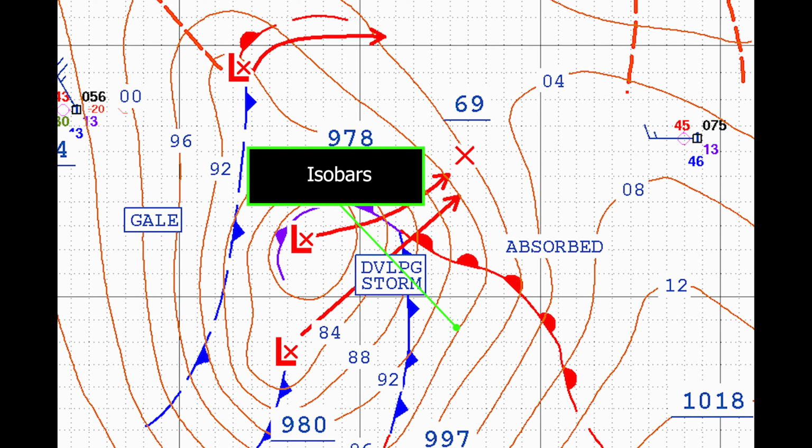Here, we see isobars. These are lines that connect points of equal atmospheric pressure. Isobars help us identify high and low pressure systems and determine wind direction and strength. The closer the isobars, the stronger the winds.